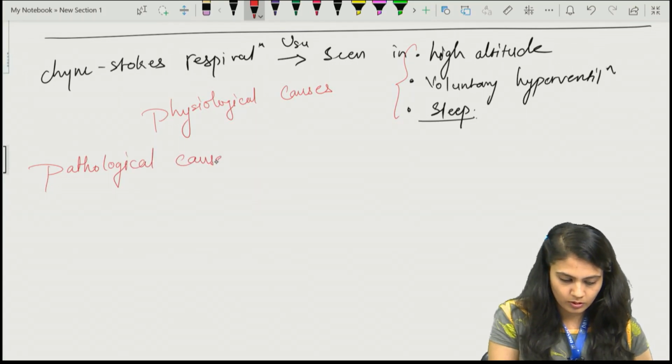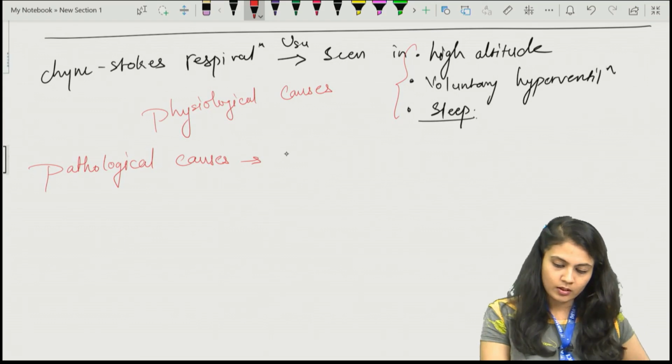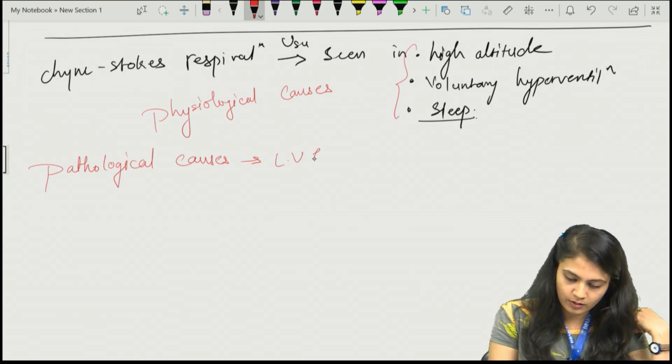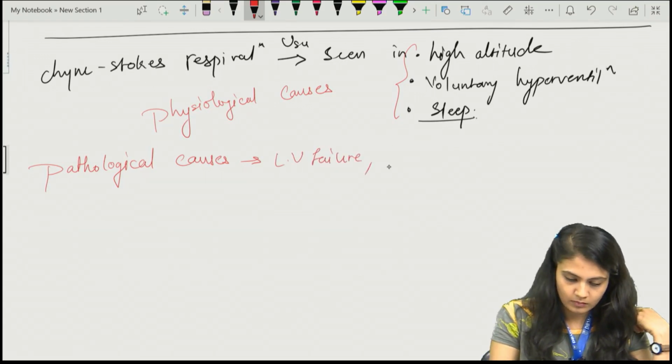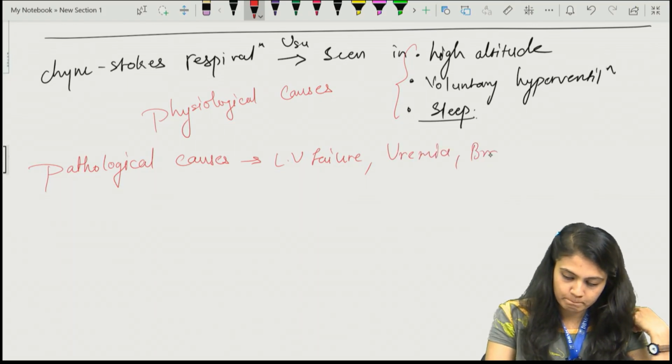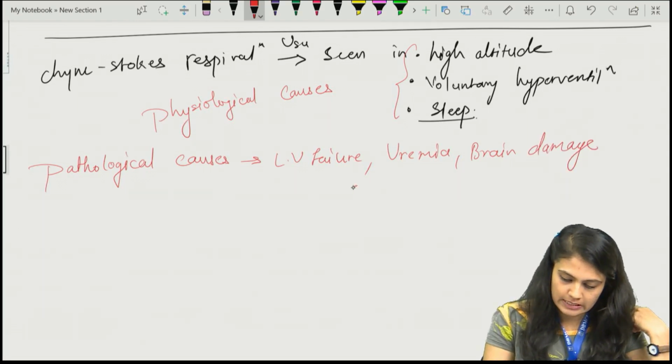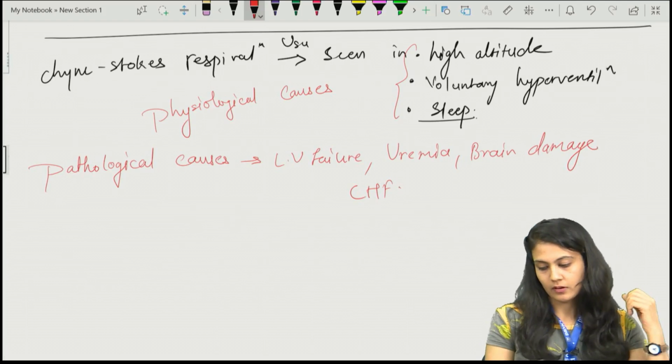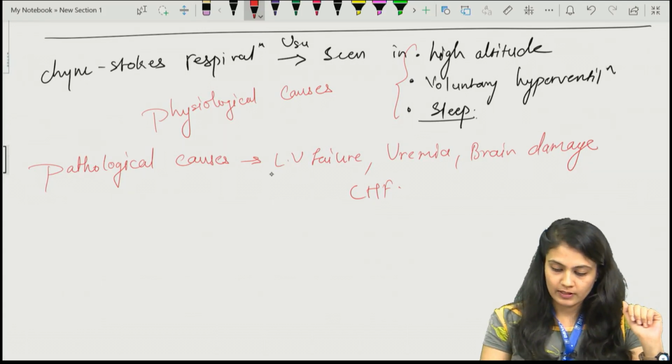Let's see a few examples of the pathological causes. What are those? They are LV failure, left ventricular failure, uremia, brain damage, and congestive heart failure. These are the pathological examples of Kindstalk breathing.